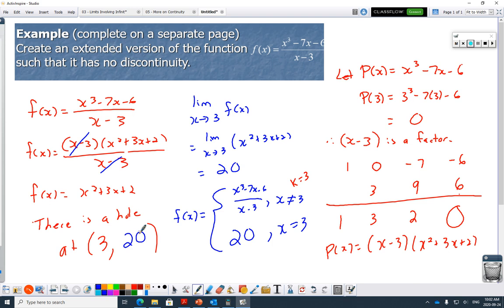Here's a quick little sketch of what's going on in this thing. There's some kind of parabola that's got a hole in it. And so what I did was fix the hole by putting a point at 3 comma 20. Seems like an exercise in futility, but it's not. You know, we want to know where these holes are, we want to know where the discontinuities are, and we want to know what it's going to take to fill them in.